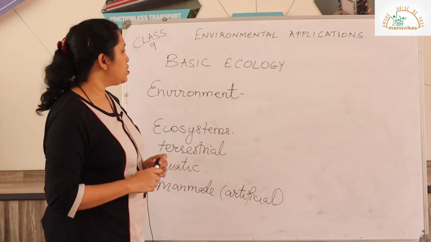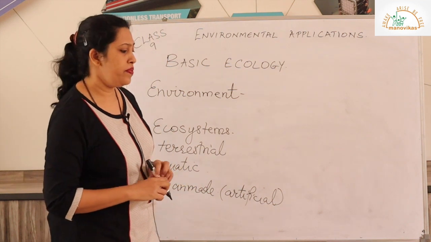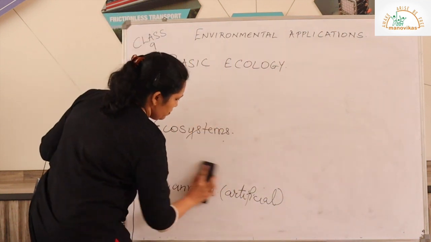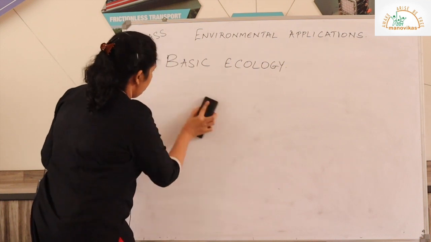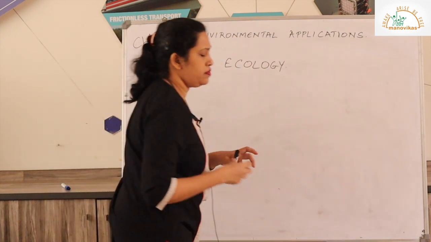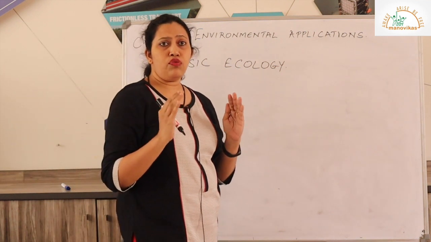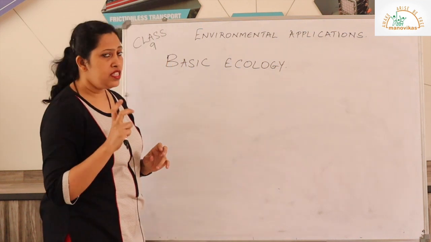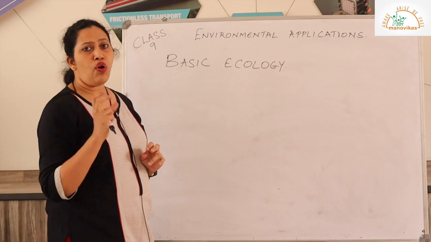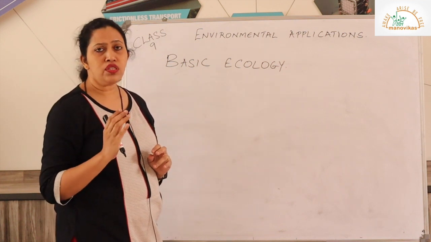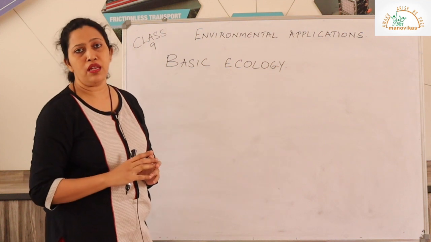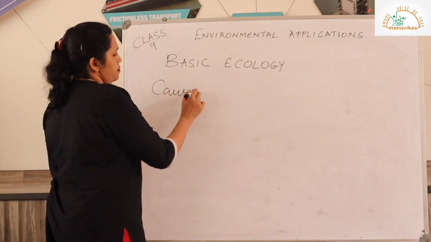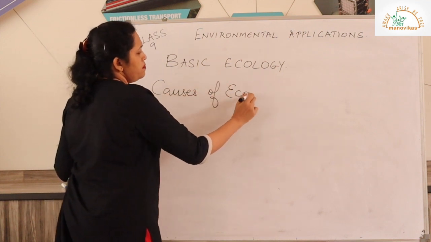Now coming to the causes of ecosystem destruction. What is ecosystem? I have told you it's the animal and the environment around. So when there is ecosystem destruction, there is a lot of damage caused to the environment as well as the animal or the plant. So we are doing causes of ecosystem destruction.